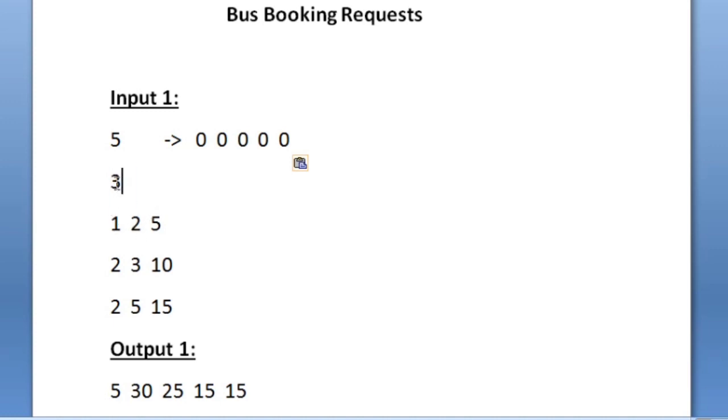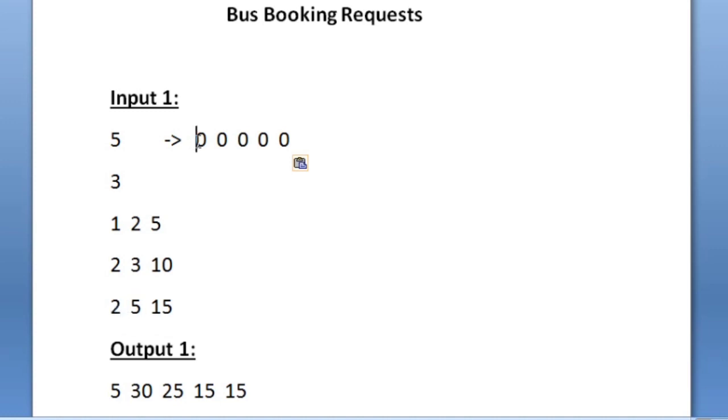So the value of n is the number of requests. Since the value of n is equal to 3, we are given 3 lines of input. The first integer is x, the second integer is y, and the third integer is k. So k is the number of tickets being booked, and x and y is the range. What this request means is 5 tickets are booked in all the buses from 1 to 2. In the second request 10 tickets are booked for buses from 2 to 3. And in the third request 15 tickets are booked for the buses from 2 to 5.